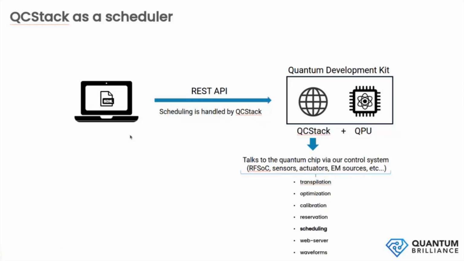Yes, but in our current quantum computers, it is a set of one QC stack software plus one control system plus one quantum chip. That's what we currently have. So multiple QPUs within the same QDK, we don't have that.